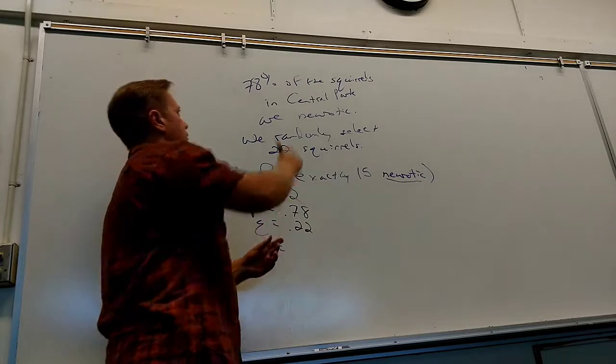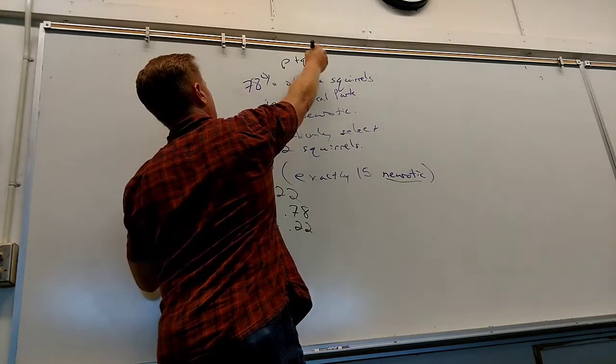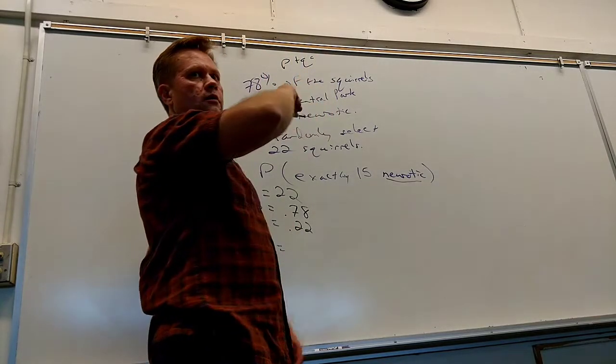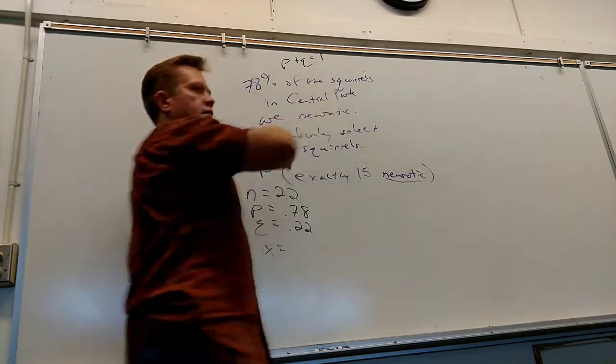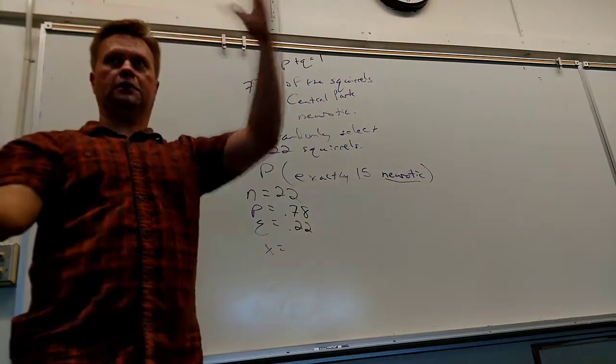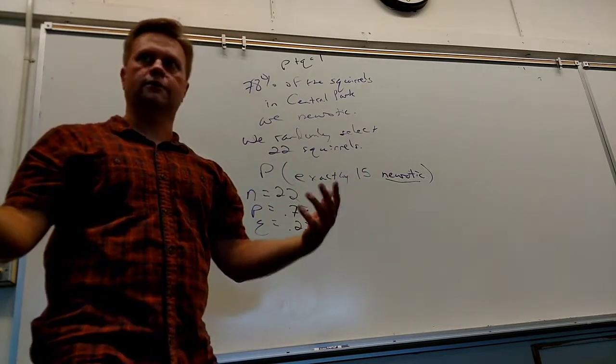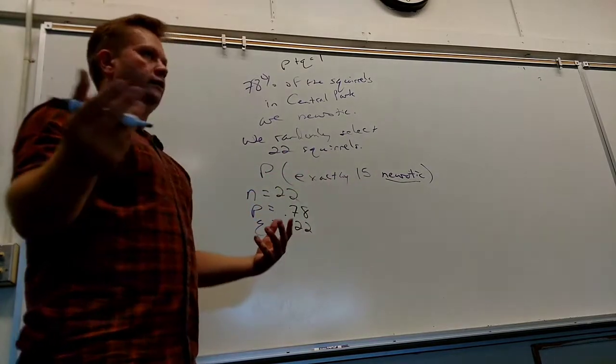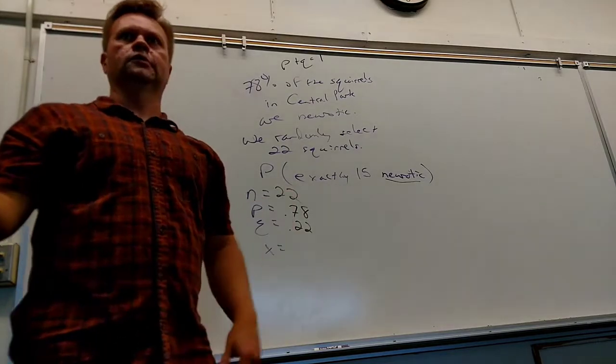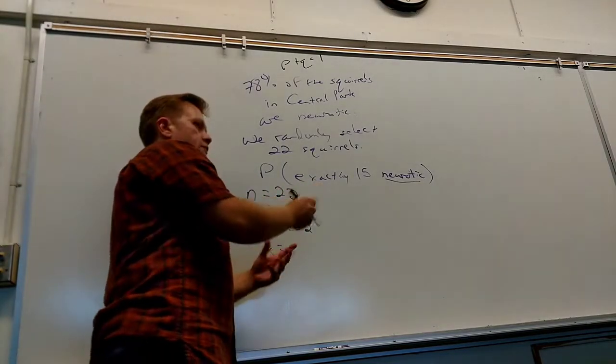And what's it look like? It's got to be true about P plus Q. P plus Q has to be 1. That's what we keep being careful about, because we split the group into P's and Q's. So when I add them all up, it's got to be 1. I'm not leaving anybody out. No squirrels are left out. Either they are neurotic or they aren't.